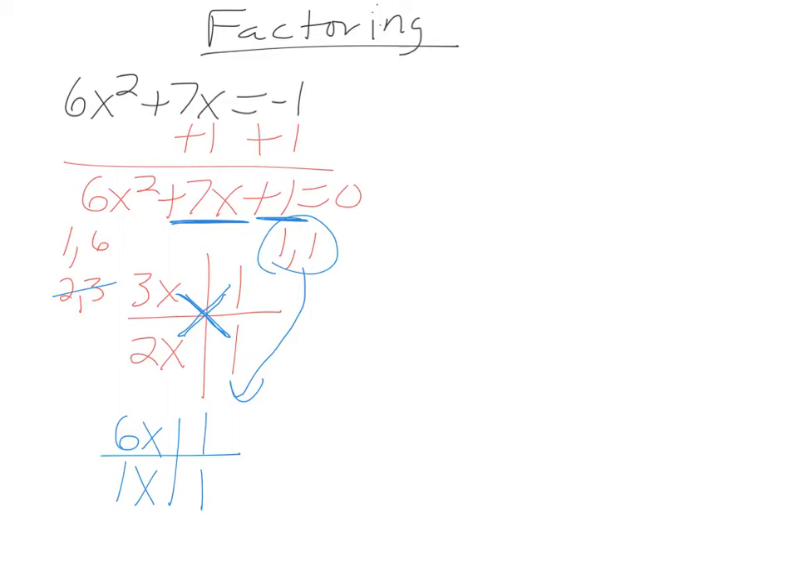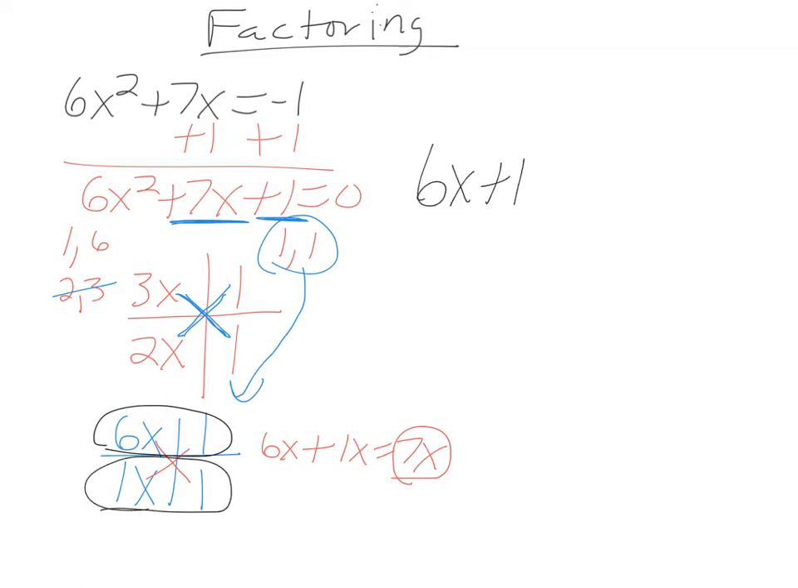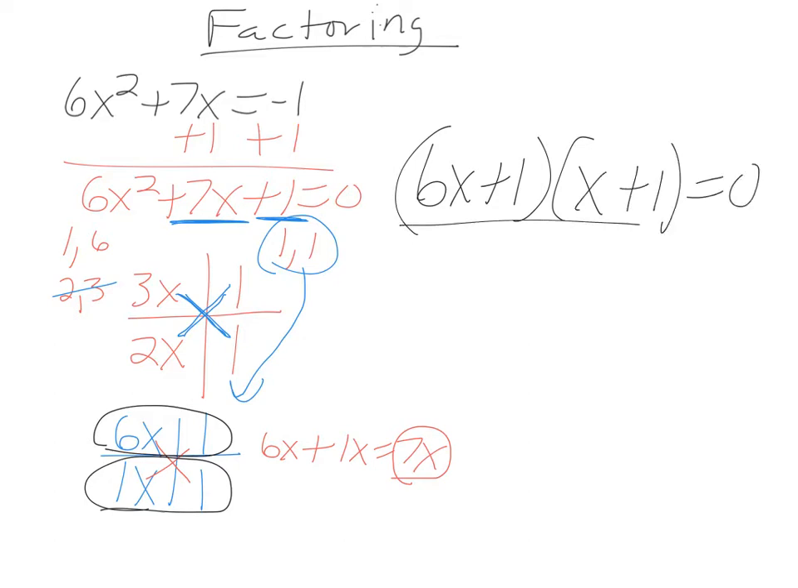And again, multiply straight across. 6x times 1 is 6x. 1x times 1 is 1x. And that gives me 7x, and that's exactly what I want, because that's what I was looking for, my middle term. So since that's what I want, here are my answers. I have 6x plus 1, and it's plus 1 because that 1 is positive down there, and x plus 1 equals 0. So we just substituted this for our original equation.